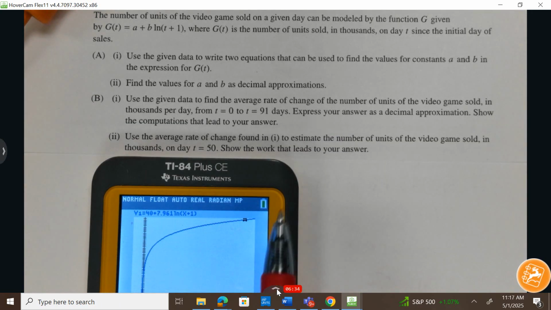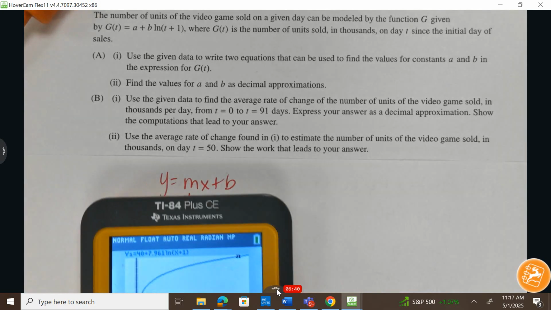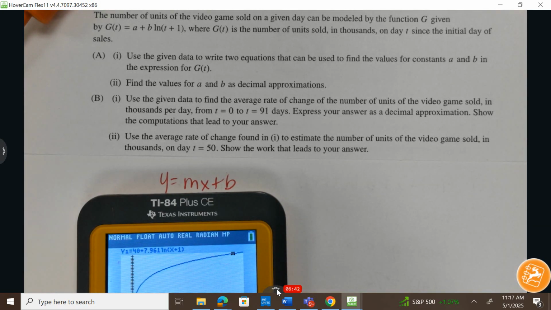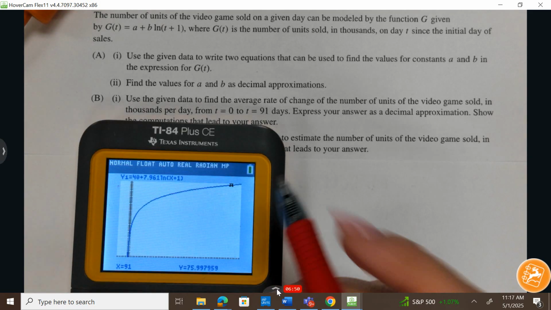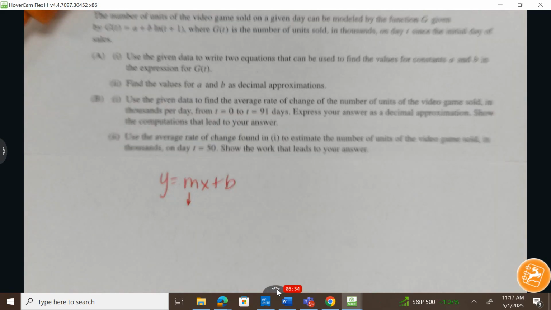And so what they now want us to do is create a secondary model. It doesn't mean it's going to be a better model, and they want us to do a secant line. So they want us to go directly from when t equals 0 to t equals 91. So like we're going to draw a straight line here, and we're going to come up with this equation of the secant line from when t equals 0 out to t equals 91.